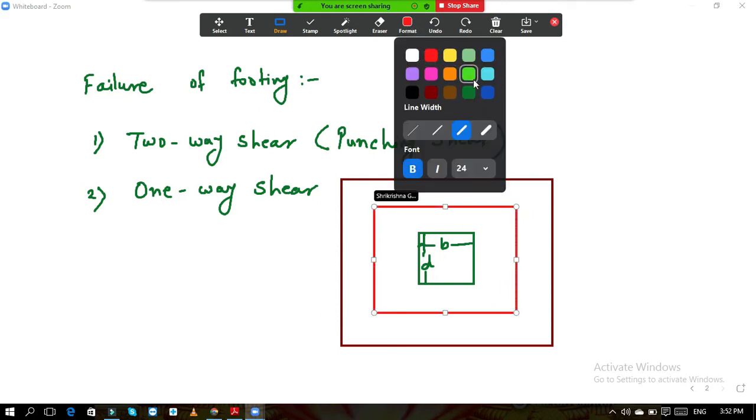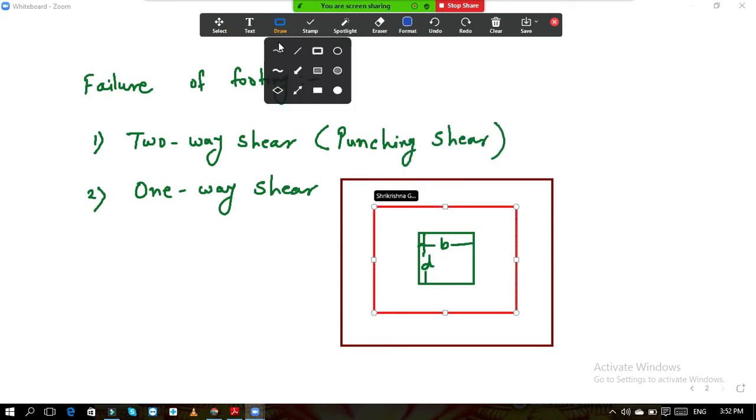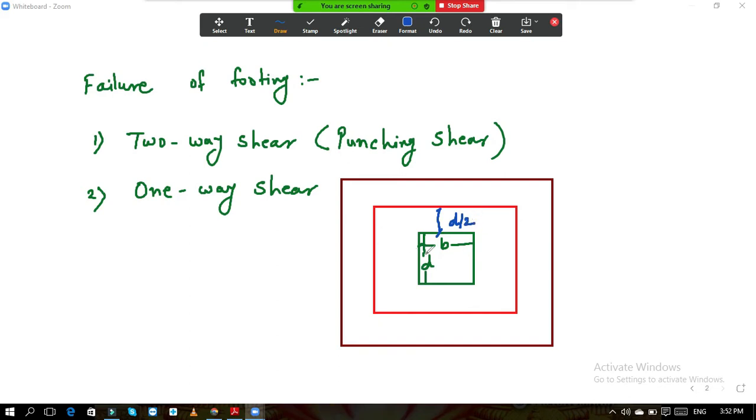See now what is happening. From the column, at a distance of d by 2, where d is the depth, d by 2 to this side and at a distance of d by 2 to this side. Okay, this whole area, कॉलम पंच होताना फक्त हा कॉलमचाच एरिया पंच होत नाही, तर कॉलम काय करतो? At a distance of d by 2 on top side, at a distance of d by 2 on left side, at a distance of d by 2 on right side, and at a distance of d by 2 at the bottom.